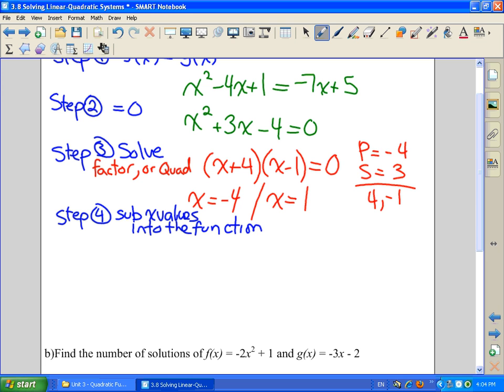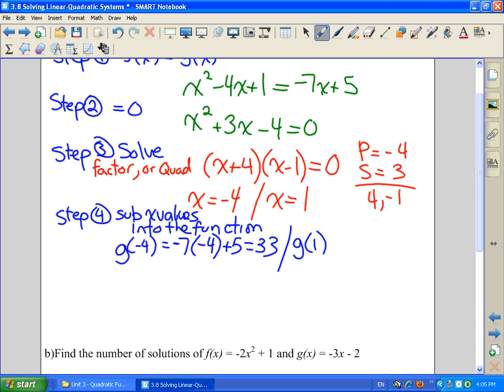Okay, so instead of g at x, I'm going to write g at -4 equals -4 times -7 times -4 plus 5. Using your calculator, that equals 33. So I've got one answer there. And the second one, g at 1.